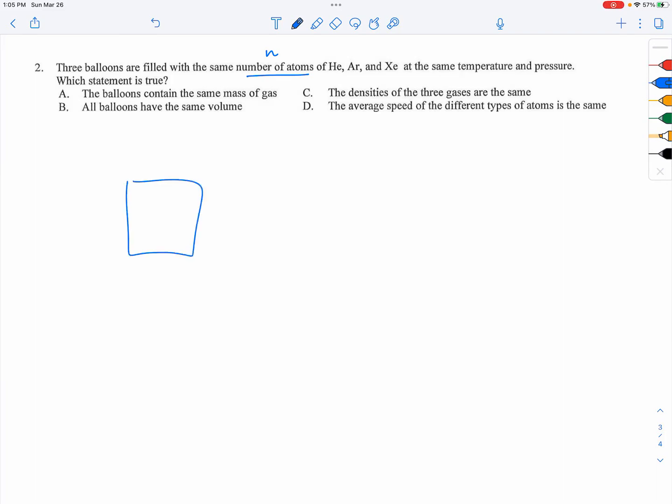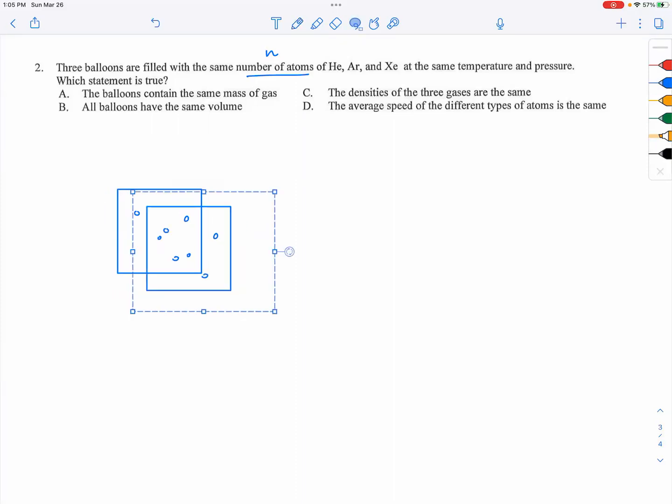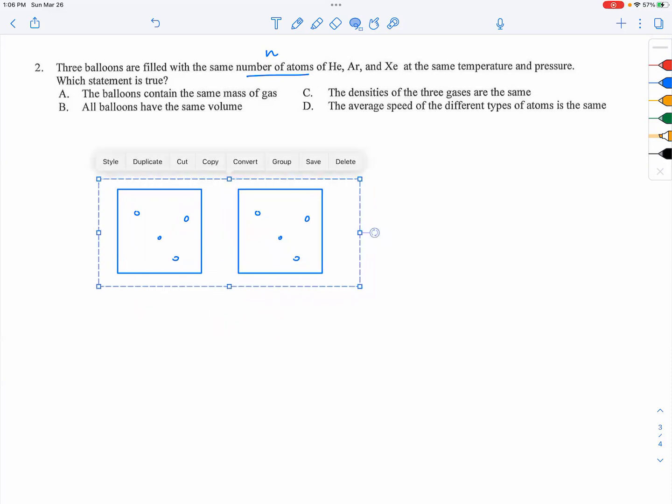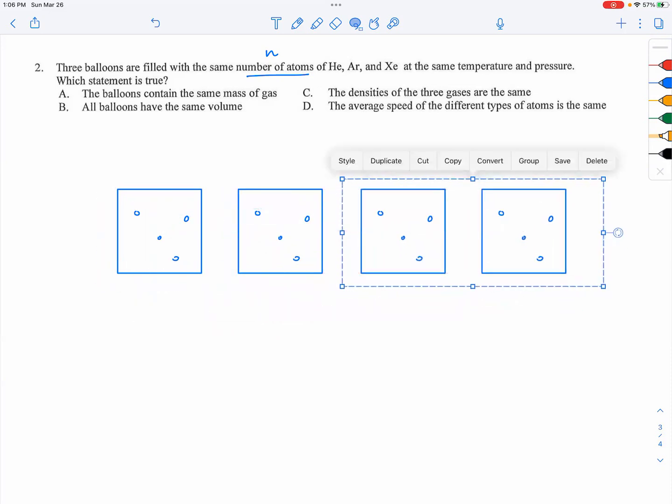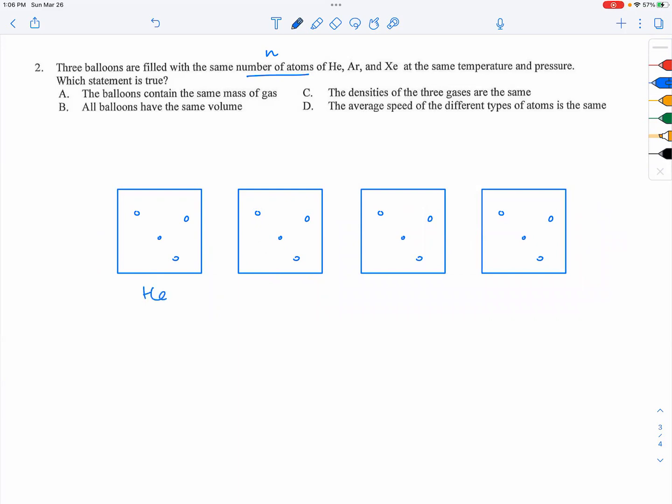In my mind, I probably would have a picture. Okay, I would have maybe like 4 circles in it. And in my mind, I would be like, okay, so I have this, and I have this. Okay, they are helium, argon, and xenon. Oh, just 3 gases, even better. Just 3 gases. Okay, all right.